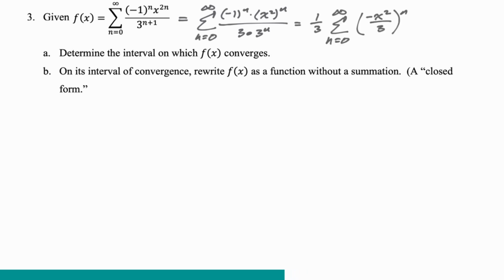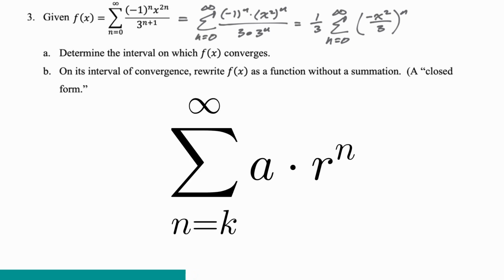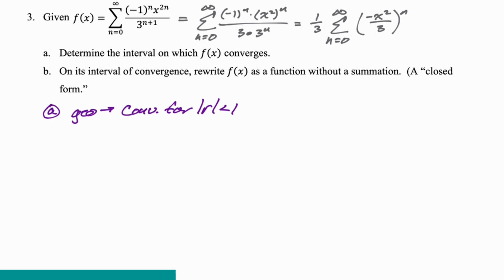So I'm going to pull out that 3 from the denominator, make it 1/3 on the outside. Then we have negative 1 to the n, we have x squared to the n, so that's negative x squared to the n, over 3 to the n, so we have negative x squared over 3 all to the n. So we rewrote it so that it looks like a much simpler thing, basically.